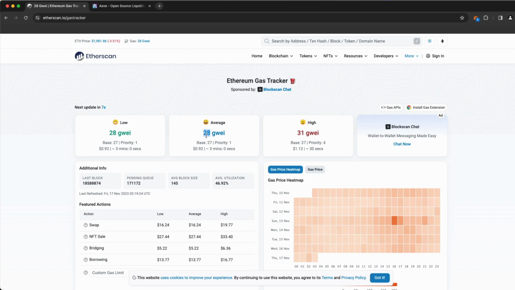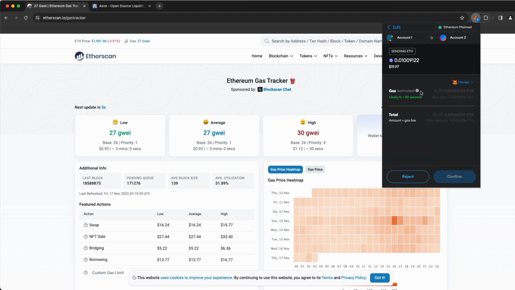If the number is higher, then generally gas is more expensive on the network. If it's lower, then it's generally cheaper. And the next part of what I'm going to discuss is basically all you really need to know when it comes to using gas. Let's send this transaction between the wallets, and I'll show you.